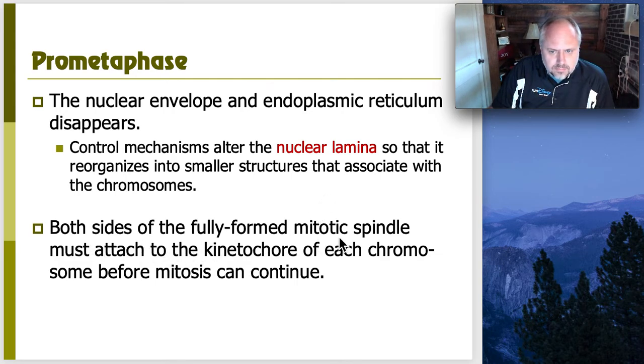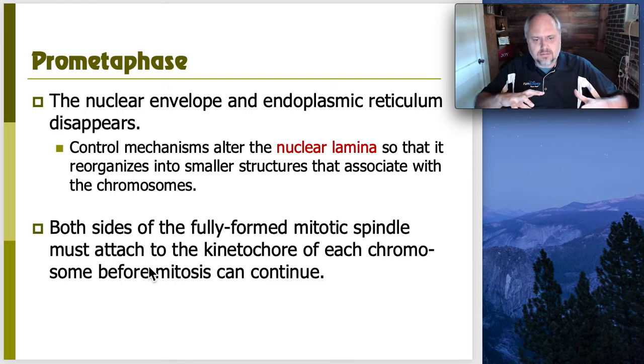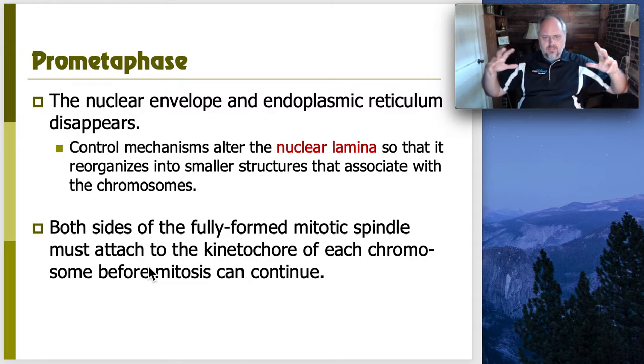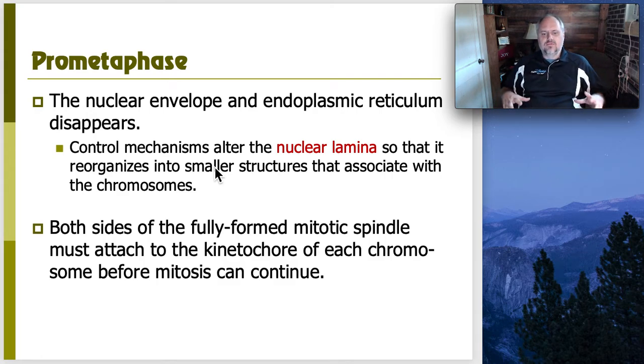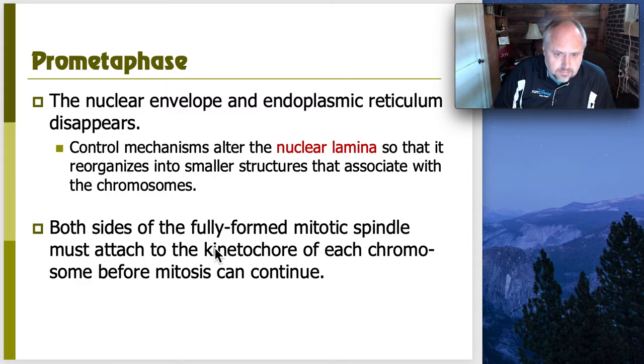Once your two sides of the mitotic spindle are formed, they will have moved to each side, and one of the main events that happens during prometaphase is for those kinetochore microtubules to attach to each kinetochore. And there are going to be mechanisms that ensure that that happens, because think about it, we're about to separate sister chromatids of our chromosomes. We have 46 chromosomes, and we have to make sure that both sides are attached to all 46 of them.